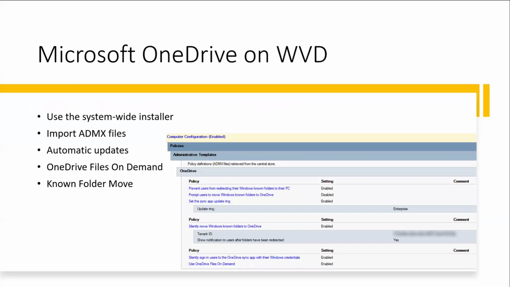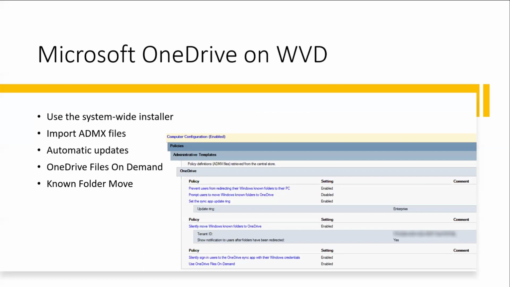The next thing we would like to talk about is OneDrive on WVD, some best practices. By default, the OneDrive sync client installs per user, meaning OneDrive.exe gets installed for each user account in the user profile. With the use of the system-wide installer, it is now possible to share that executable from within the program files location. You can use the ADMX files supplied within that installation folder to configure your GPOs.